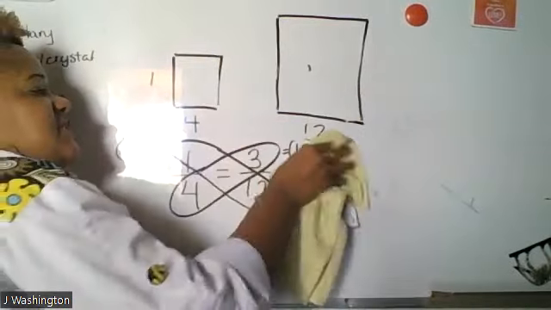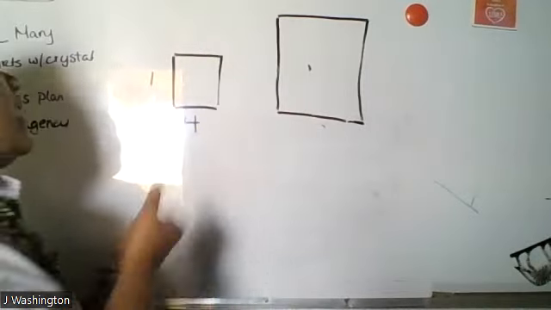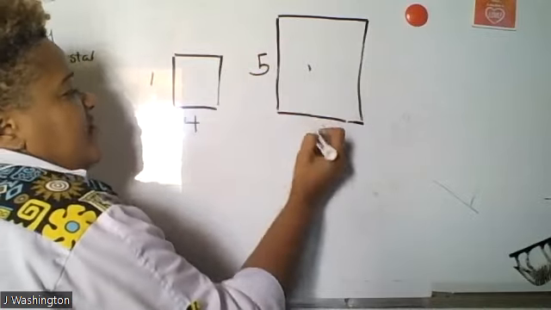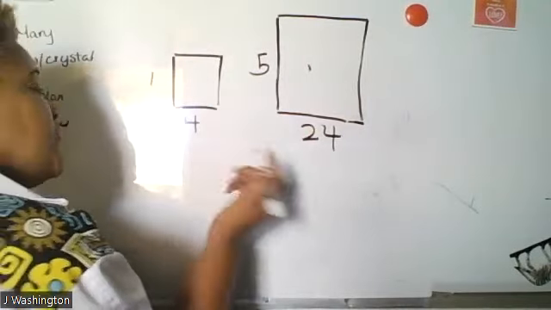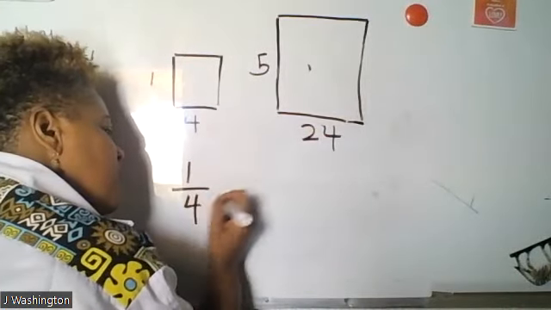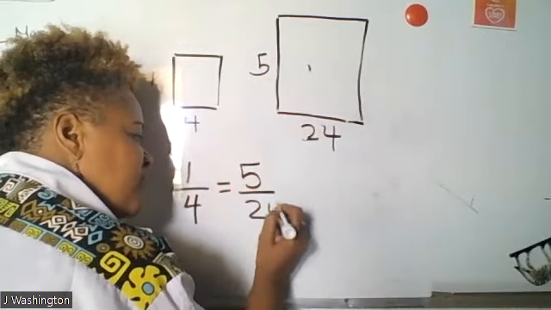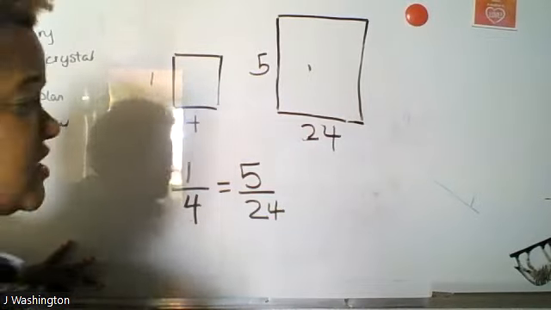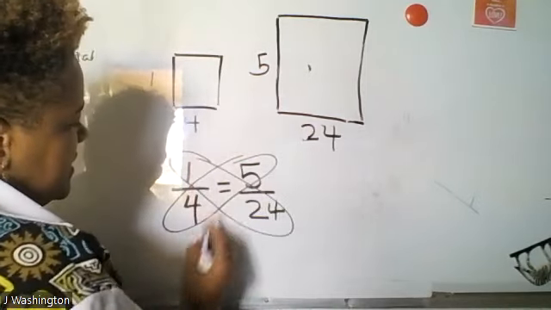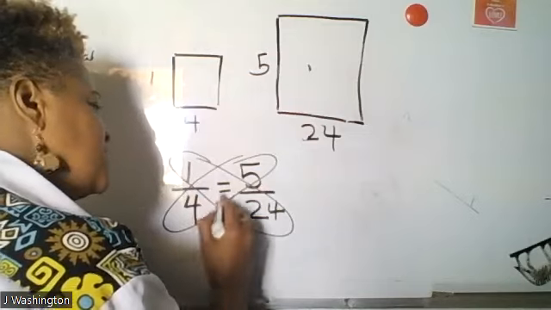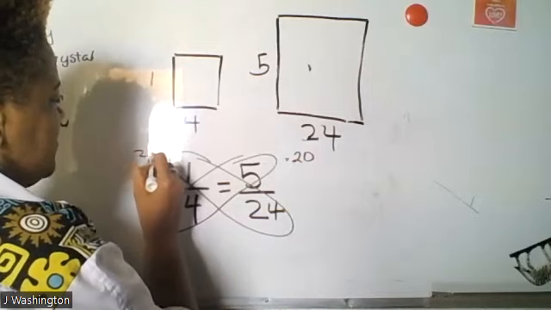Using the same sense here, I'm going to go ahead and keep my 1/4 here. I'm going to go ahead and make this 5/24. Okay. Let's set up our fraction. 1 over 4 equals 5 over 24. Let's get this cross multiplication going. So we go across and we go across. 4 times 5 is 20. 24 times 1 is 24.